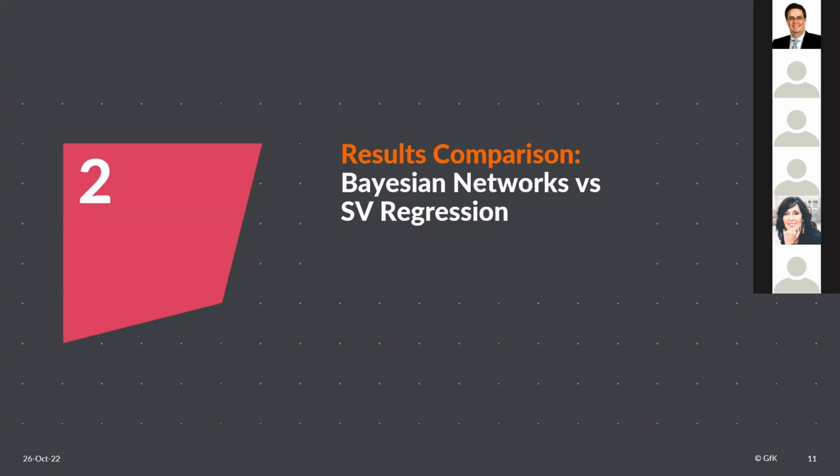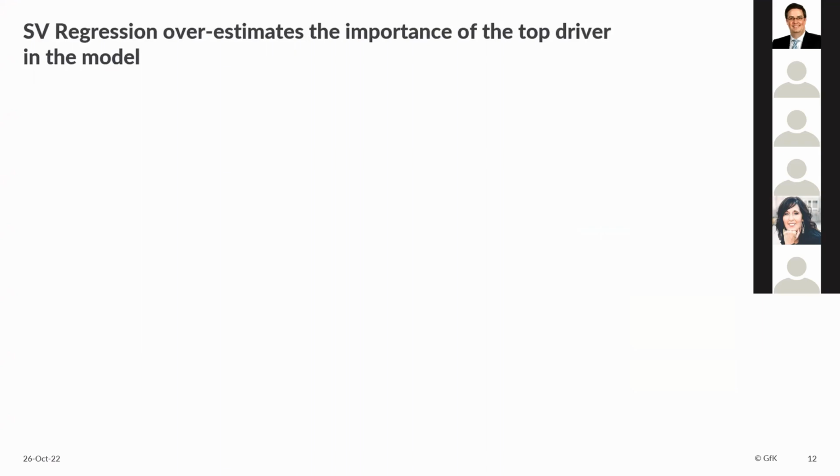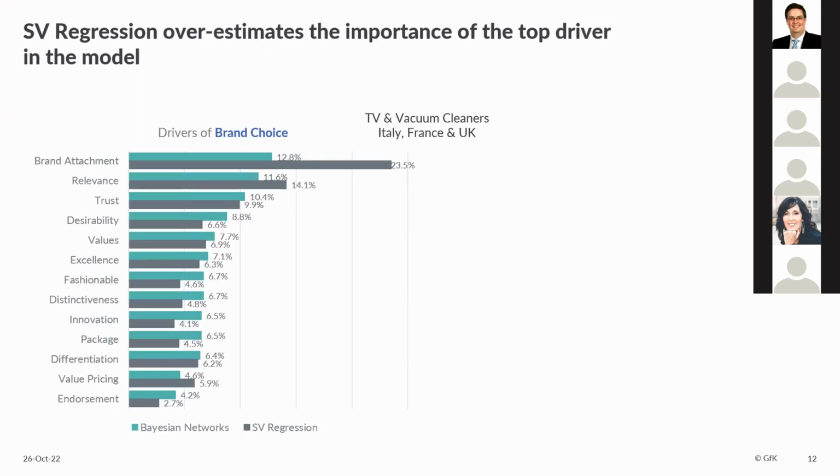Okay, so now let's look at the results and how the results of Bayesian networks compare with the Shapley value regression. Here we have the importance scores for the brand imagery perceptions. So what's important in driving brand choice to start with? We have the importance scores that we get from the Bayesian networks in green, and the results from Shapley value regression in gray. These importance scores, as I said, are scaled to sum up to 100% across all perceptions.